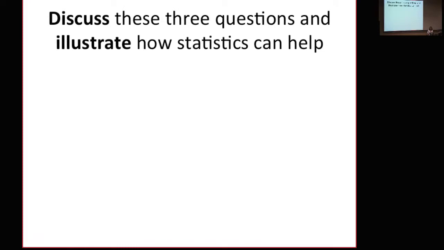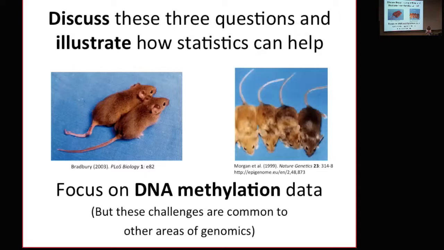So for the rest of the talk, I'm going to focus on these 3 questions, and I want to illustrate how statistics can help with these questions. I'm going to focus on mostly one type of genomic data, and that's DNA methylation. I'm not sure if you're familiar with it, but I'm going to give you a really high overview of it so you can follow along with the talk.